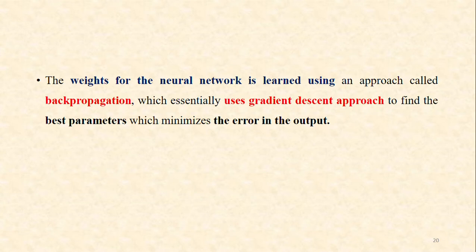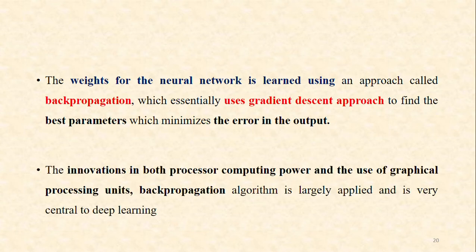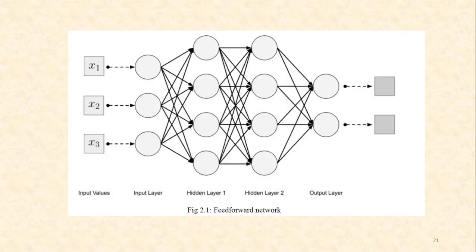To find the best parameters, this uses minimization of the error in the output. With the innovation in both processor computing power and the use of graphical processing units, the backpropagation algorithm is largely applied and is very central to deep learning.